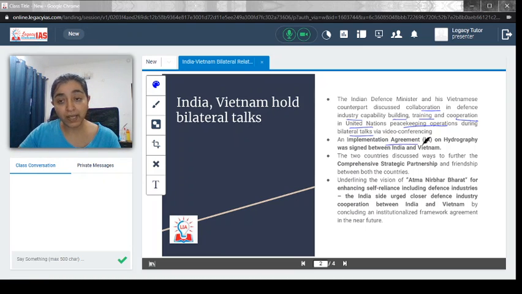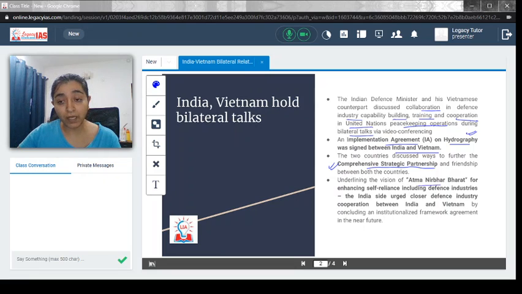An implementation agreement on hydrography was signed between India and Vietnam. Hydrography is basically the study of how water is measured. Because Vietnam and India both share the Indian Ocean, it is along the lines of measuring the exact amount, or the river system also. So encompassing all this, a hydrography implementation agreement was signed. The two countries discussed ways to further the comprehensive strategic partnership and friendship between them. Just remember, as of today, India and Vietnam have a comprehensive strategic partnership.